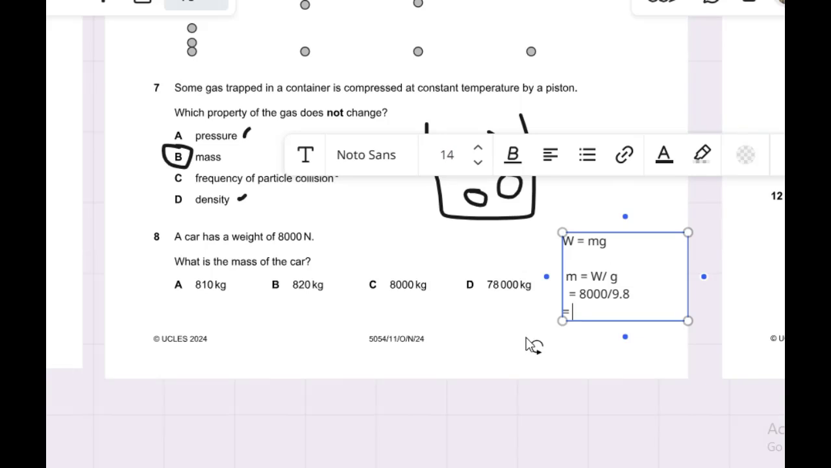8,000 divided by 9.8, which is 816.3. So we can round this off to 820, which is option B.